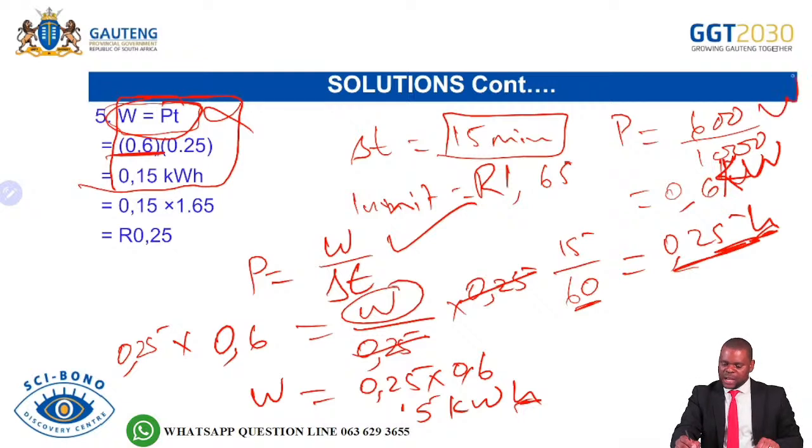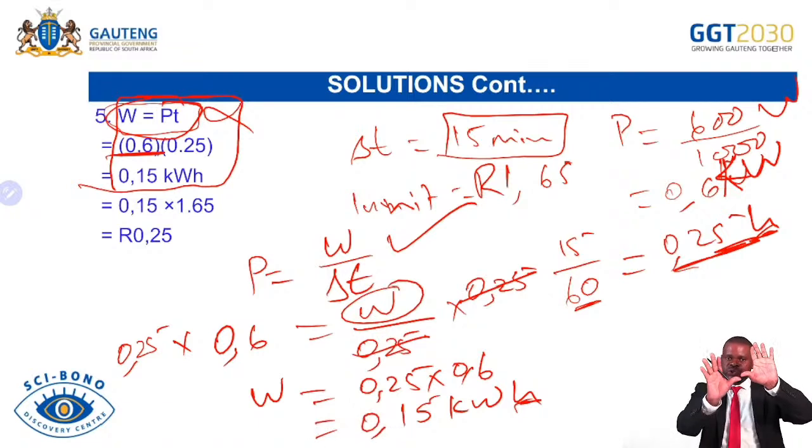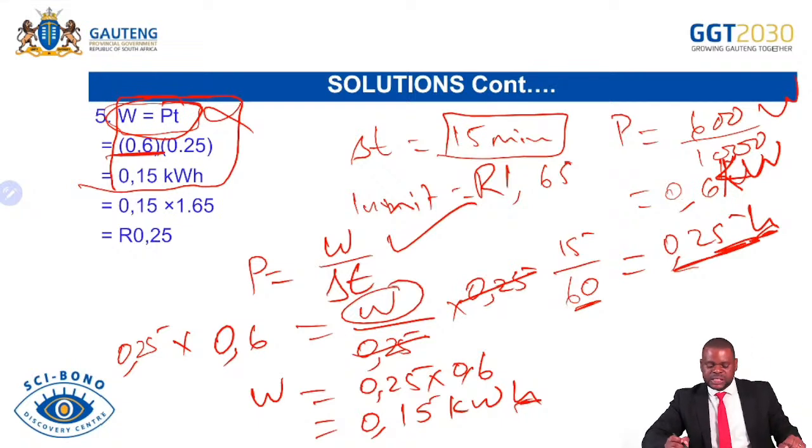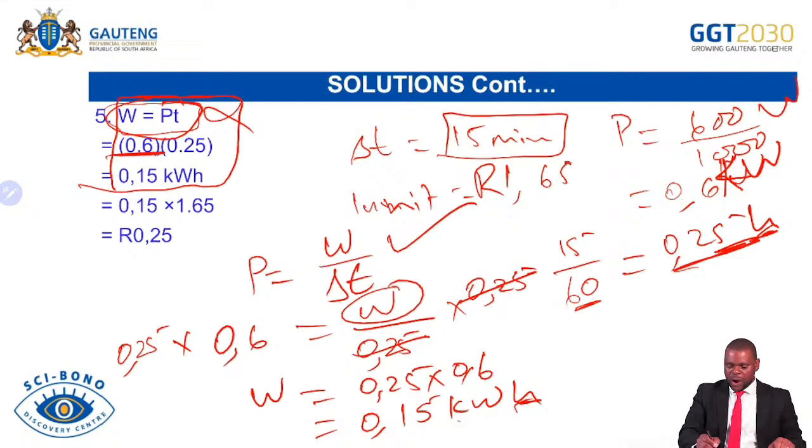Remember, it was watt here, 600 it was watt, and then we divide by 1000 to turn it into kilowatt. Now, as a kilowatt, we have 0.6 kilowatt. Then now we have a kilowatt hour as our unit. Now, we're saying how much it will cost us.